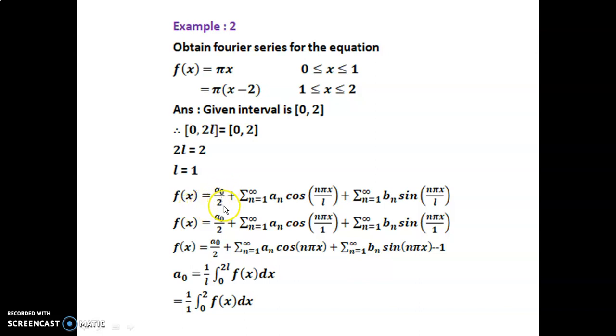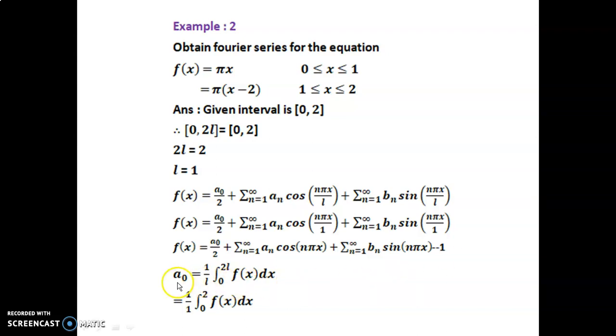f of x equal to a0 by 2 plus summation an cos n pi x upon l plus summation bn sin n pi x upon l. Substitute here l equal to 1. Thus we get cos n pi x and sin n pi x. Call this equation 1. Our aim is to obtain a0, an, bn, these Fourier coefficients.